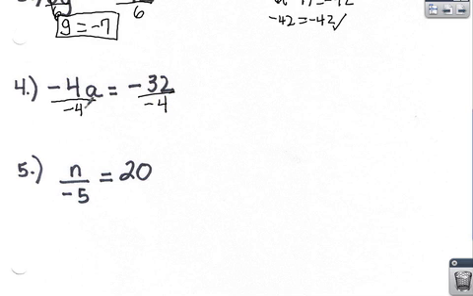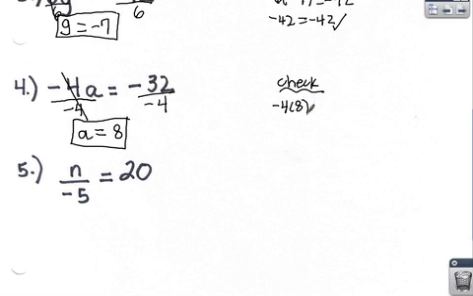Negative 4 divided by negative 4 gives us 1, and 1a is a. So we achieved our goal of isolating a. These are the same signs, so according to spun, we get a positive answer, 8. If I were to check this, I plug in 8 for a, and I get that negative 32 equals negative 32.